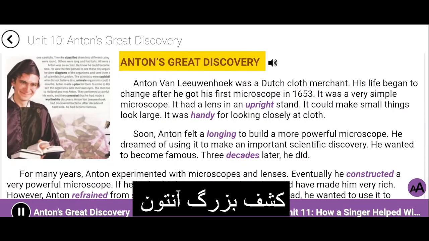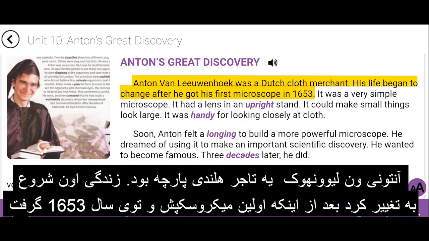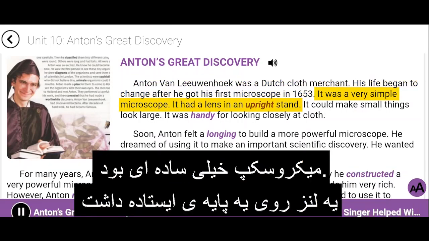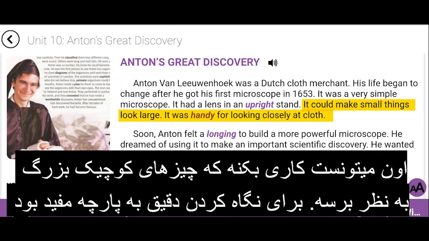Anton's great discovery. Anton van Leeuwenhoek was a Dutch cloth merchant. His life began to change after he got his first microscope in 1653. It was a very simple microscope. It had a lens and an upright stand. It could make small things look large. It was handy for looking closely at cloth.